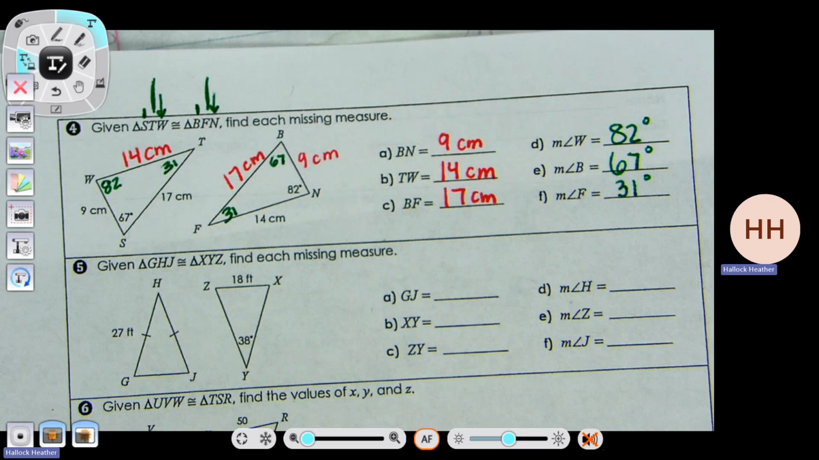Those are angles. So we need to figure out what angle it is. That's kind of the big problem. I like that. And then divide by 2.